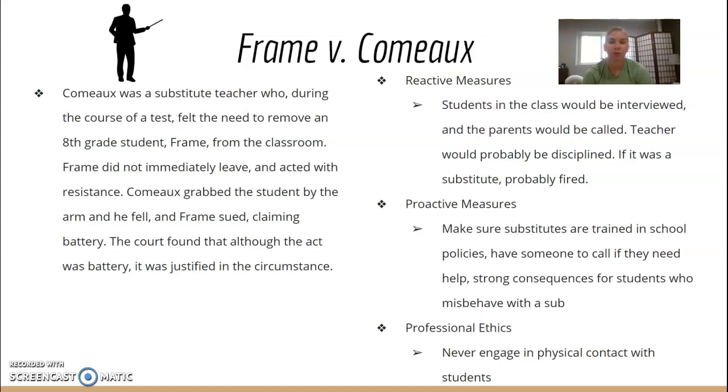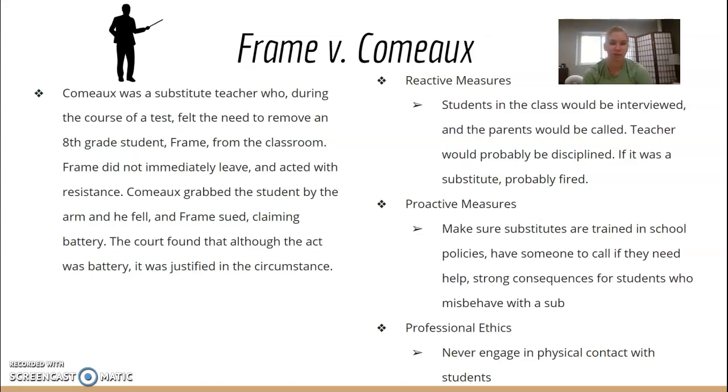The family sued, claiming that the teacher assaulted him. It was assault and battery. The court found that it was in fact battery, but under the circumstance was justified. So if this was my school, some reactive measures, we'd probably interview students in the class, we'd call parents, the teacher would probably be disciplined, and if it was a substitute teacher, most likely let go, even if the court found them not at fault.